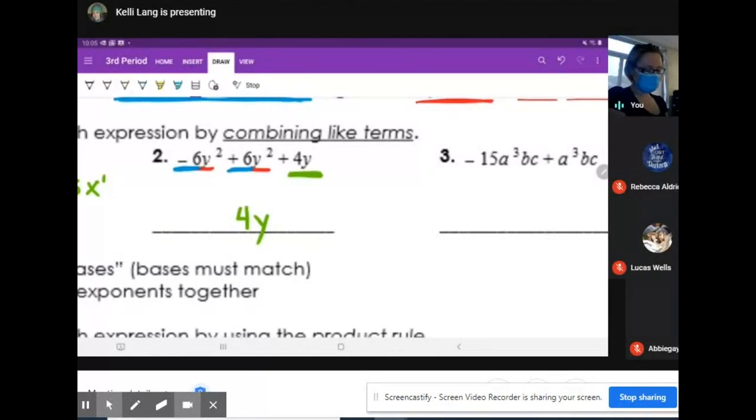One thing I see students do a lot: if you have two things that are exactly alike except for their sign and they're being added together, you have a positive 6y squared and a negative 6y squared, I've seen students just cross these off. That's perfectly fine. That is a very acceptable way of showing your work on this problem. So you don't have to write out all the steps that I just wrote out. You can just cross them off to indicate to me that you know that these cancel.